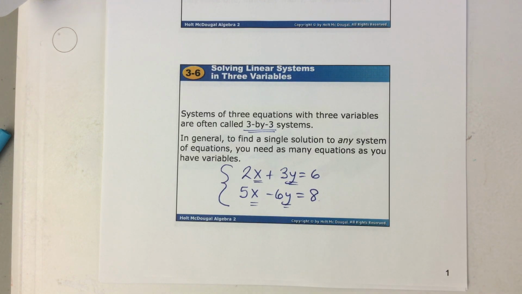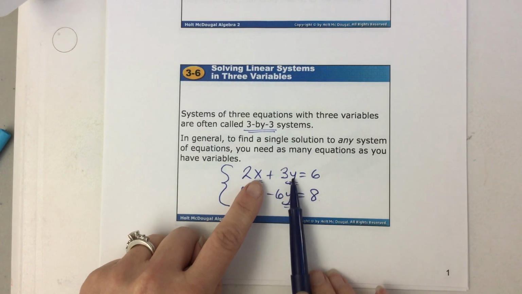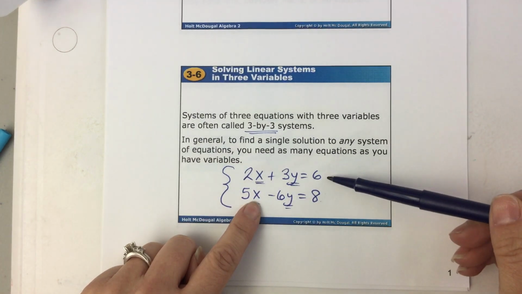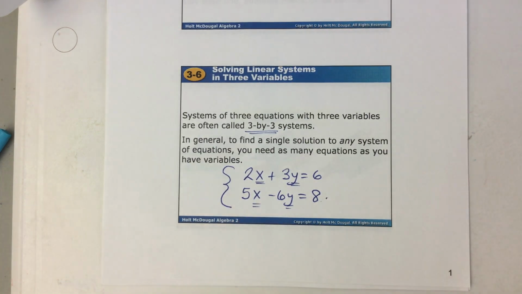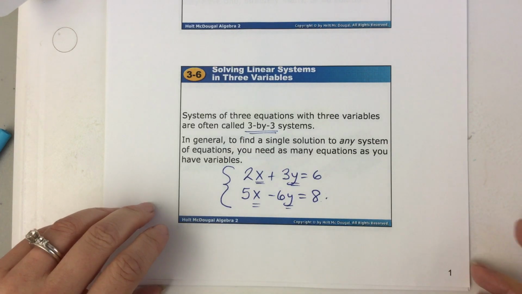Now, because we have two variables, x's and y's, that's the reason why we have two equations. Well, now that we upped our game in 3.5 and we have x's, y's, and z's, in order to solve a system using algebra, because we added another variable, we have to add another equation.